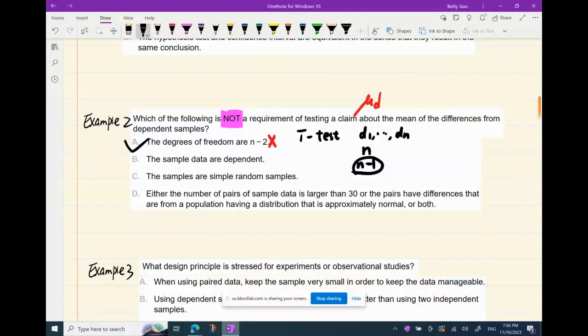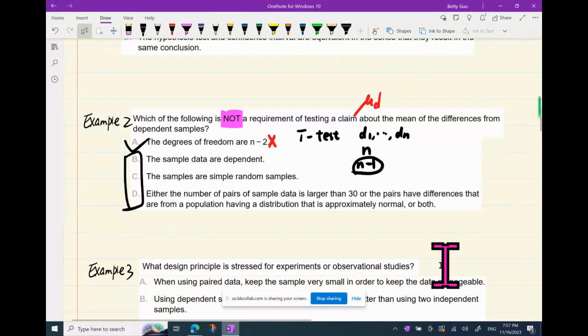B, the sample data are dependent, yes. C, the samples are simple random samples, yes. D, either the number of pairs of sample data is larger than 30, or the pairs have differences from a population having a distribution approximately normal, or both. Yeah, those are the 3 requirements. We went through the 3 requirements earlier. The degrees of freedom is n minus 1, not n minus 2.